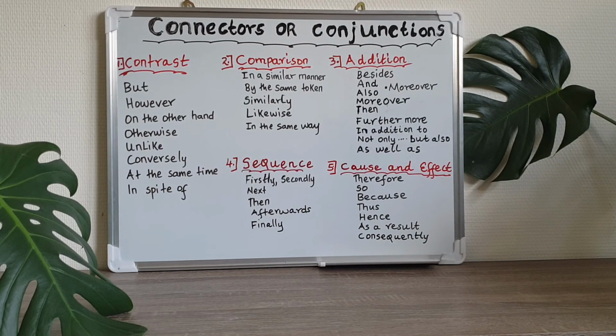Okay? He did not drive carefully, hence he caused a car accident. As a result of his negligence, he caused a car accident. He did not drive carefully. Consequently, he caused a car accident. So you can see that the ideas in all those sentences are connected to each other because one action leads to another one. He did not study hard for his exams, therefore he failed.